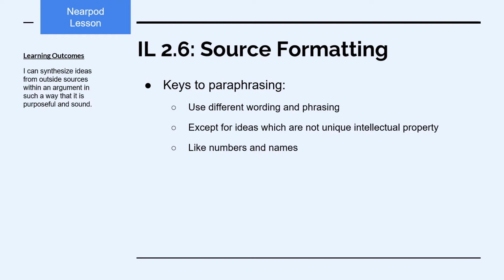Same with the name of the bird. I don't need to quote the name of the bird. They didn't come up with the name of the bird. That's just common knowledge. So you only need to vary up the wording as much as possible, but don't go out of your way to reword something that is just kind of universally known, that's not unique intellectual property.